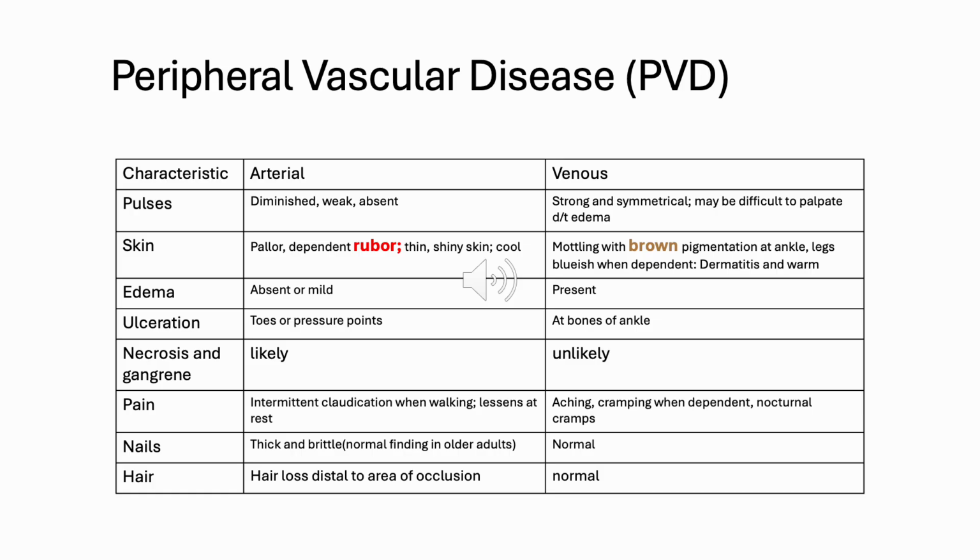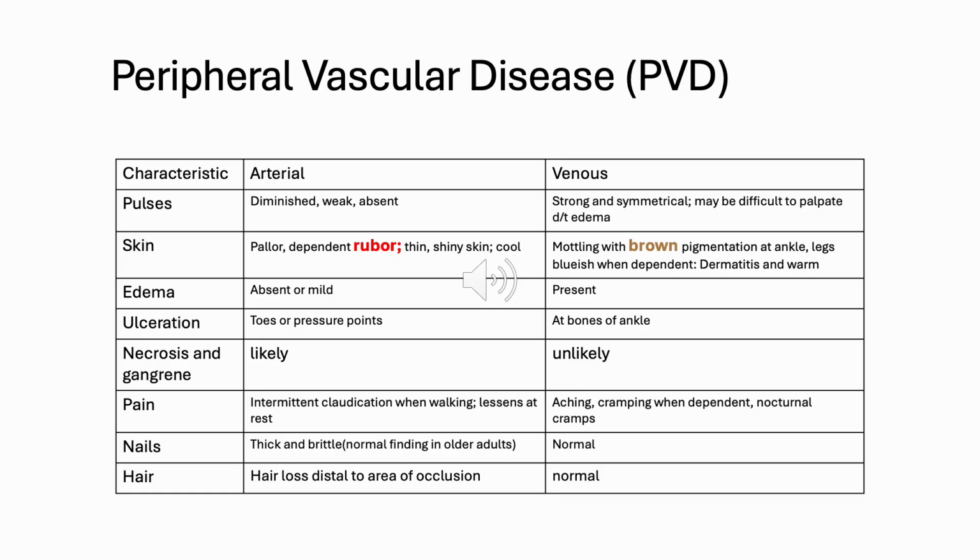All right, edema in arterial disease is going to be absent. In venous disease, it will be present. And make sure you know how to document pitting edema. Ulceration with arterial is going to be at the toes and the pressure points, and it's going to be sharp and painless. Whereas venous is going to have irregular borders, and it's probably going to be at the bones of the ankle. So that's where you're most likely going to see it.